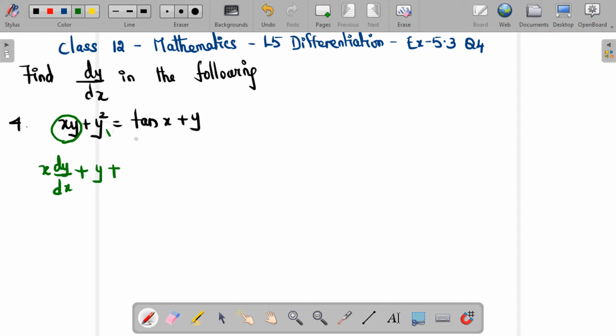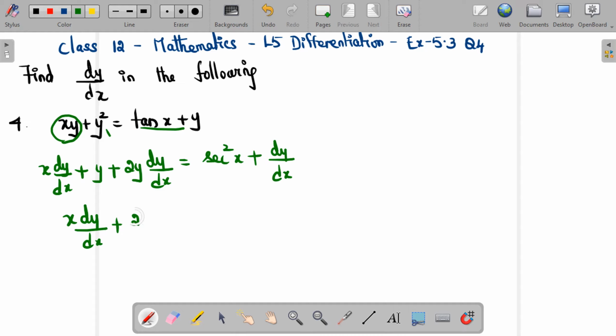Next I'm differentiating this term, so y squared can be differentiated as 2y dy by dx, is equal to differentiation of tan x, which is directly secant squared x, plus differentiation of y, which is going to be dy by dx. Bring all the dy by dx terms to the left side. So this is x into dy by dx plus 2y into dy by dx minus dy by dx is equal to secant squared x minus y.